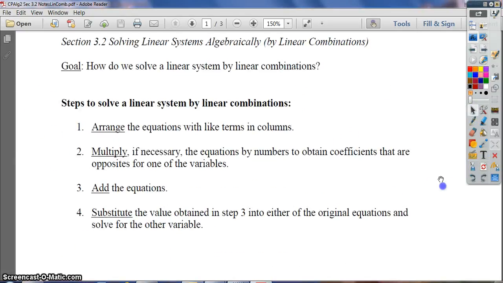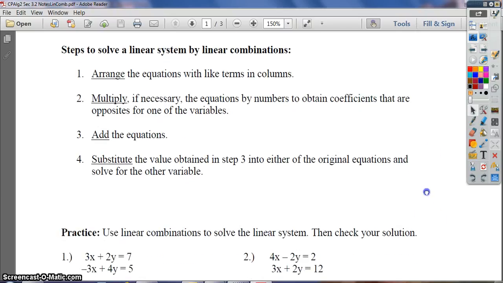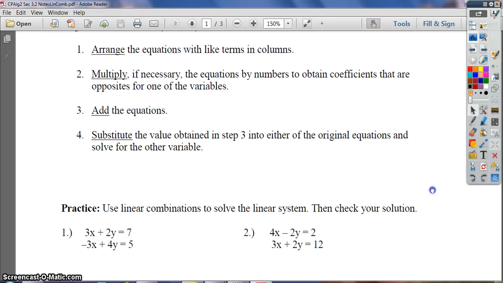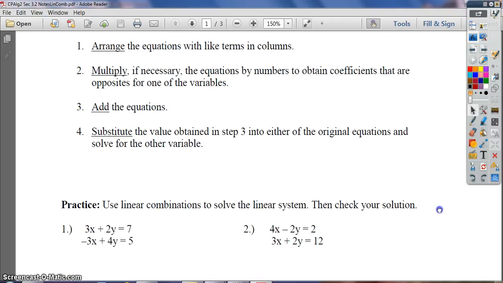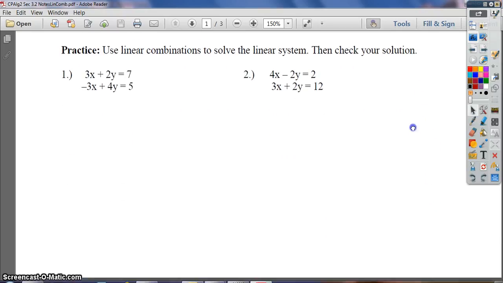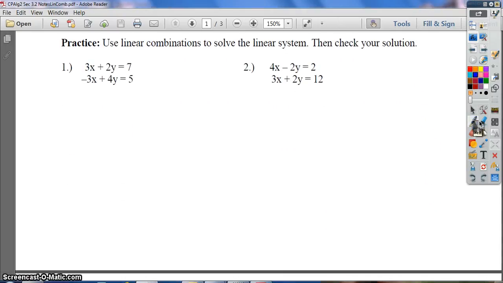Okay, so how do we solve a linear system using linear combinations? People usually like doing it this way. Arrange your terms so the x's, the y's, the equal signs, and the constants all line up. We're going to multiply, if necessary, one of the equations, maybe by a negative, so that when we add them, the x or the y will cancel out, leaving us with one that we can solve for. Once you do that, substitute that value back in to solve for the other one. So that was it in a real quick nutshell.